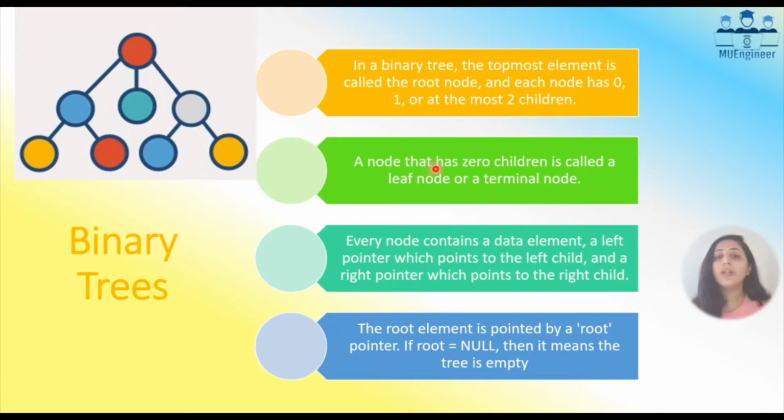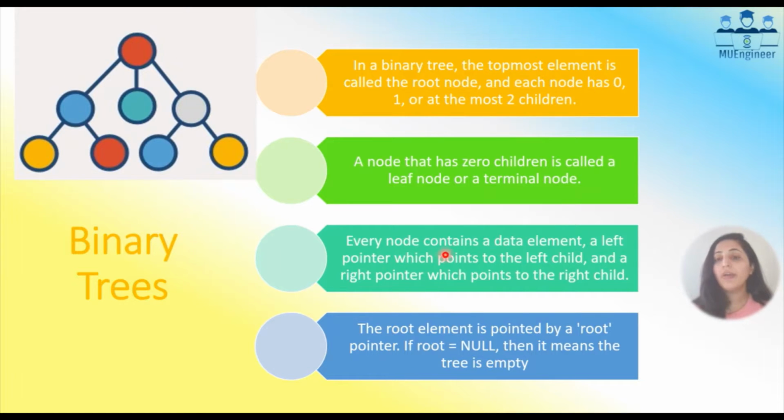A node that has 0 children is also called a leaf node or a terminal node. Here we can see these are the nodes which are having 0 children, so they are also called the terminal nodes. Other than the terminal nodes, these internal nodes are called the non-terminal nodes.